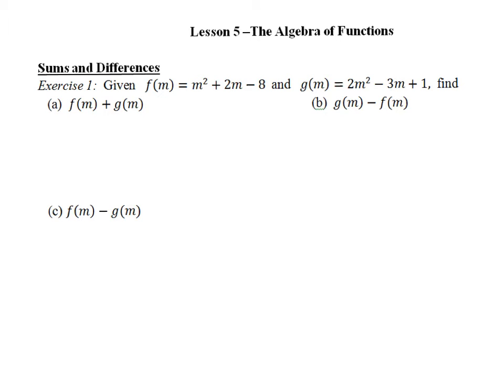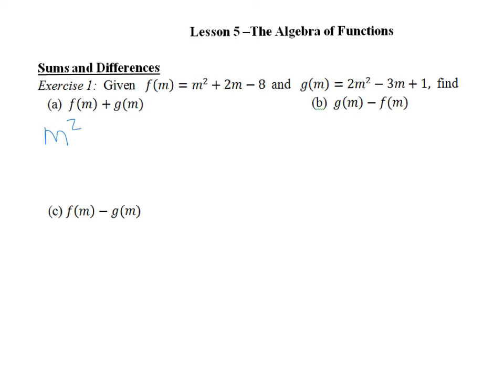We've defined two functions, f of m is equal to m squared plus 2m minus 8, and g of m is equal to 2m squared minus 3m plus 1. We want to find the sum of the two functions. So to find the sum of these two functions, it's just a matter of adding the two functions together.